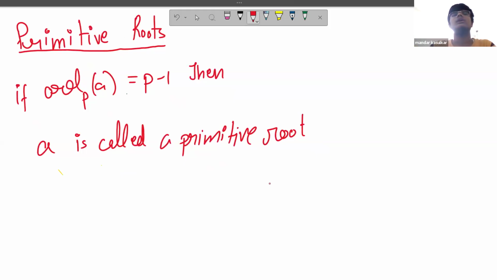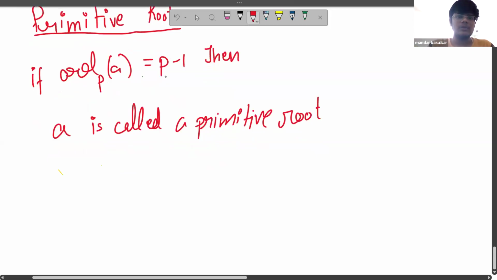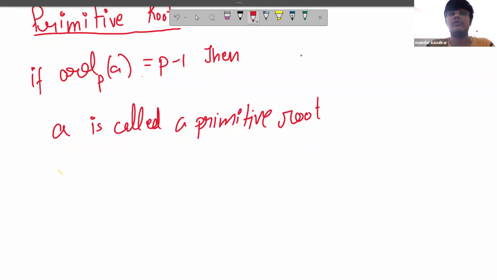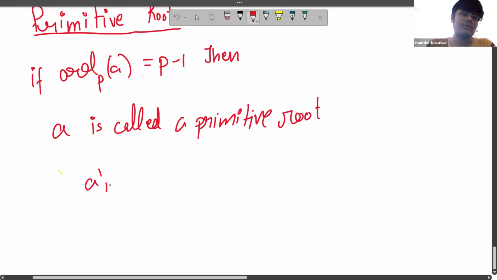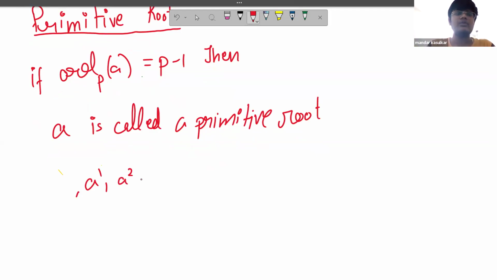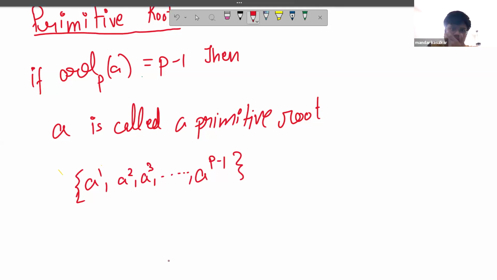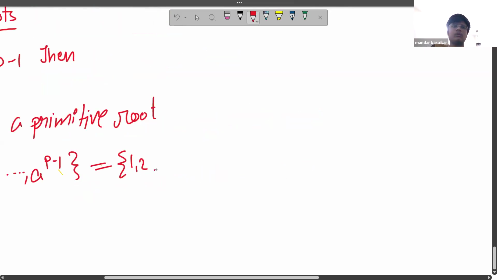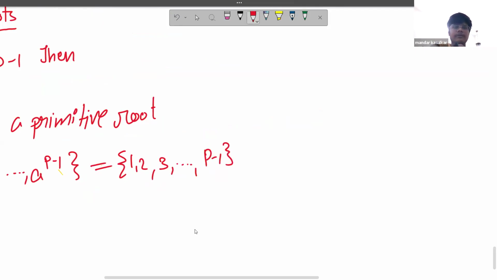Ayush: when the order is p minus 1, a is called a primitive root modulo p. That is correct. What we get is that 1, a raised to the power 1, a raised to the power 2, a raised to the power 3, up to a raised to the power p minus 2, completes the entire non-zero residue set modulo p. It is the same as 1, 2, 3, up to p minus 1. Is this equality clear?